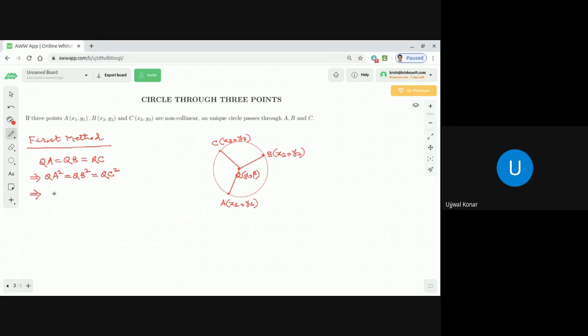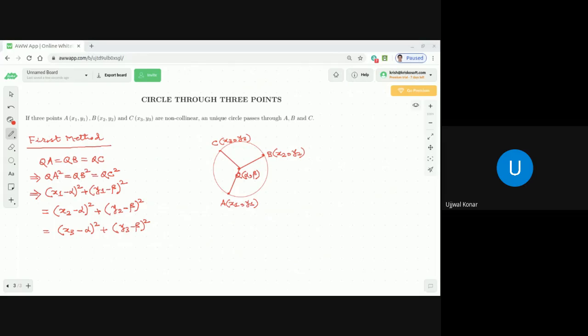Now, what is QA square? QA square, if you see, dear students, is x1 minus alpha whole square plus y1 minus beta whole square. That is equal to x2 minus alpha whole square plus y2 minus beta whole square. That is equal to x3 minus alpha whole square plus y3 minus beta whole square, correct? So that is what we can find out.